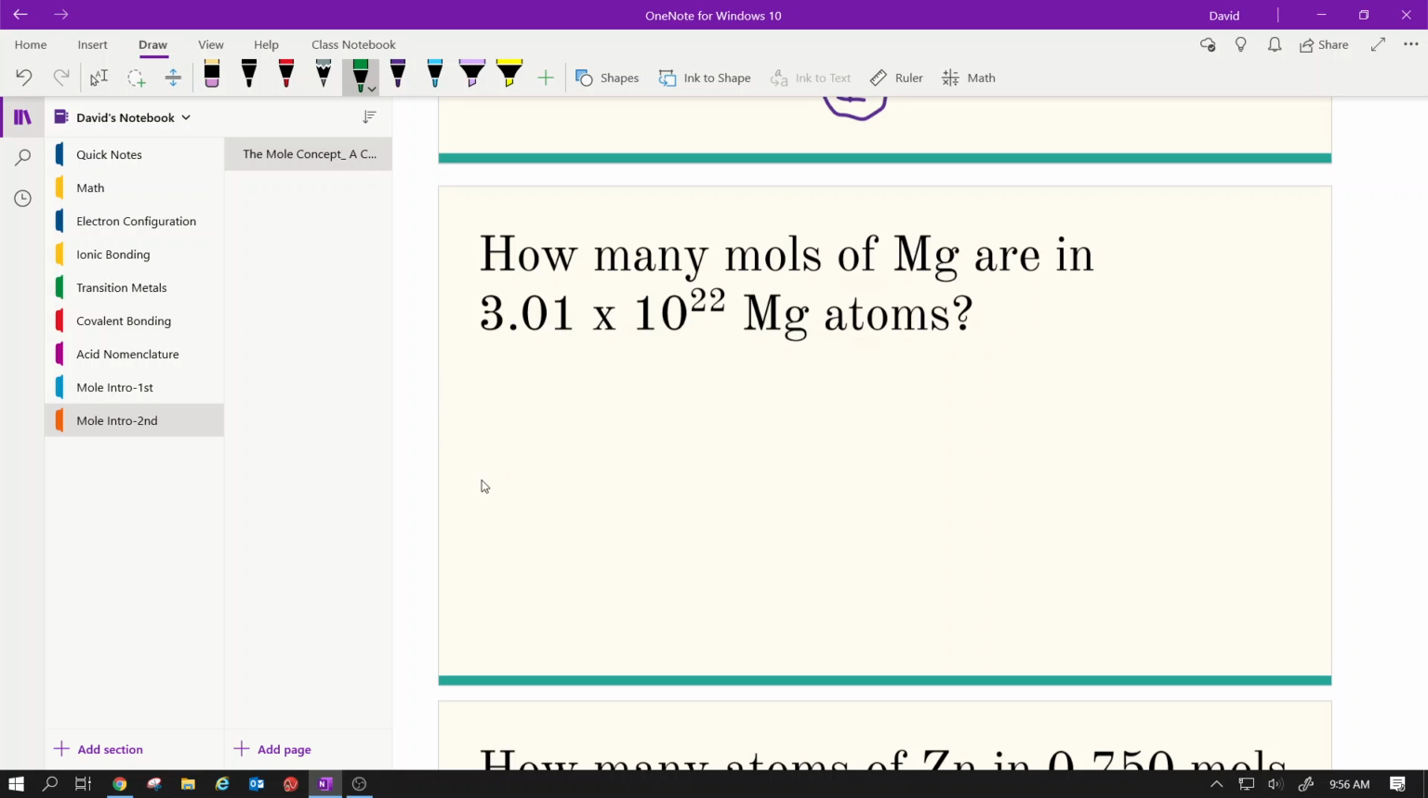Hey, so the first thing I'm going to do, I'm going to give you a chance to copy that problem. I'm going to go ahead and draw my little grid. I'm going to draw my big fat line in the middle. All right. Now I'm going to put what I start with right here. It says how many moles of magnesium are in 3.01 times 10 to the 22nd magnesium atoms.